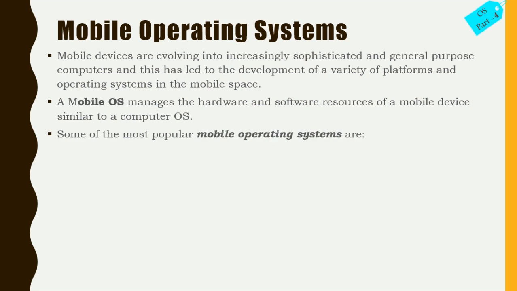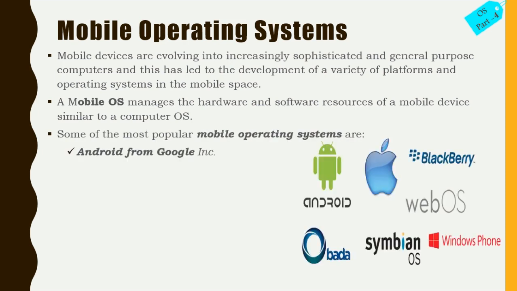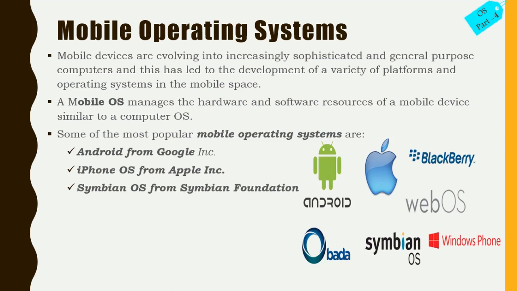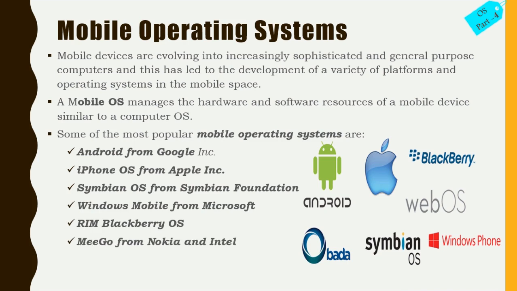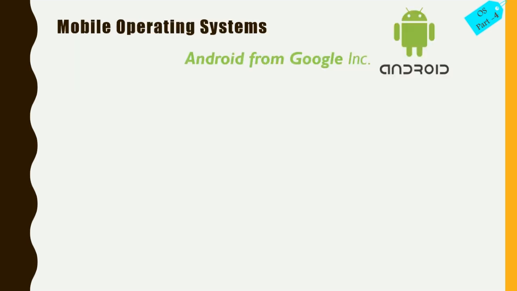Some of the most popular mobile operating systems are: number one, Android from Google Incorporation, then iPhone from Apple, Symbian operating system from Symbian Foundation, then Windows Mobile from Microsoft, RIM Blackberry, Meego from Nokia and Intel, then Bada from Samsung. These are some of the most popular mobile operating systems. Now we'll discuss all the mobile operating systems one by one. Let's begin with the first, that is Android from Google.